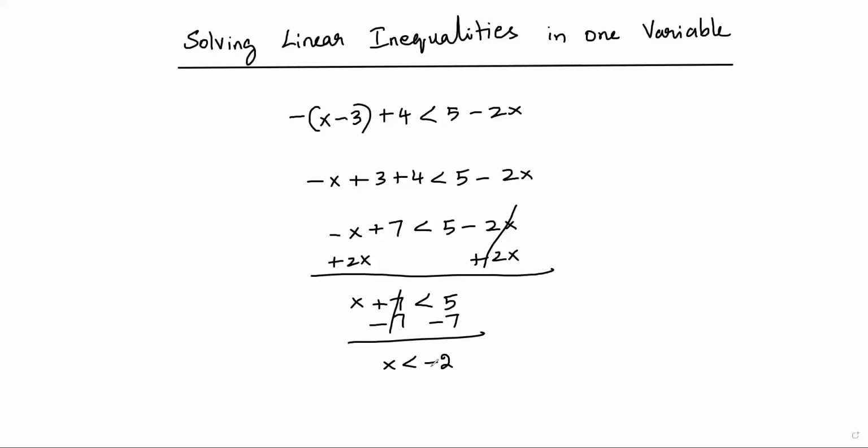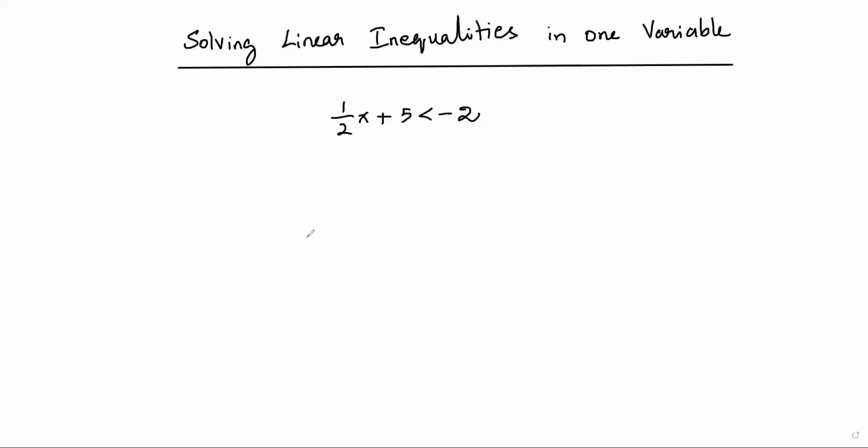Okay, let's look at another example. In this inequality, we have a fraction. That is, the coefficient of x is just 1 over 2. Okay, so this positive 5 is standing alone. First, let's try to get rid of this positive 5. For that, we have to subtract 5 from both sides. When I do it, this positive 5 and negative 5 will cancel out. I get 1 over 2 times x less than negative 7. When I combine negative 2 and negative 5, it will be negative 7. Now to get rid of this denominator 2, I need to multiply both sides by 2.